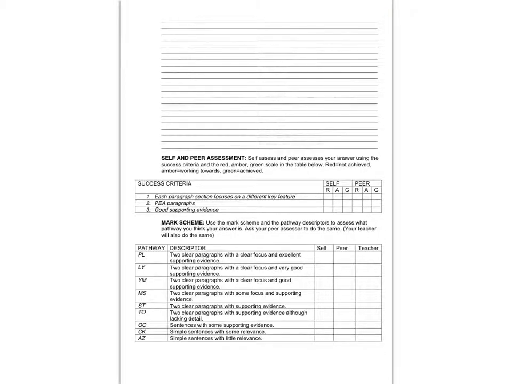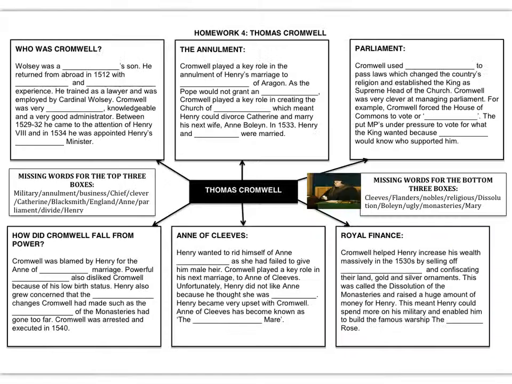Then we have the peer marking or self-assessment in order to judge how the students are writing up this particular piece of work, and some guidance here on pathways. Moving in then on to the second of Henry's key ministers, Thomas Cromwell, who succeeded Cardinal Wolsey after his failure to deliver on Henry's great matter, the annulment or divorce from Catherine of Aragon. Here's the activity that they have to undertake, keywords that they need to fill in.